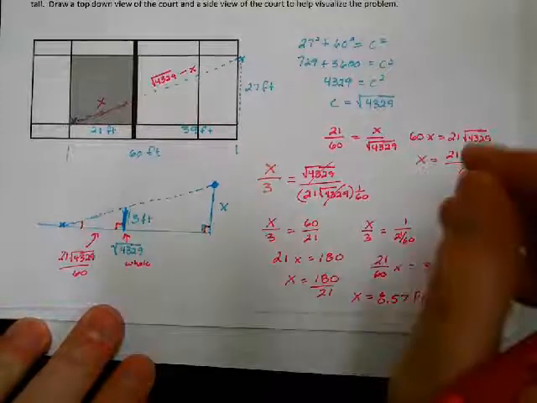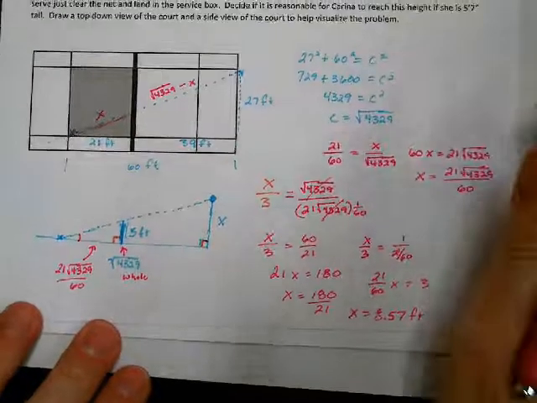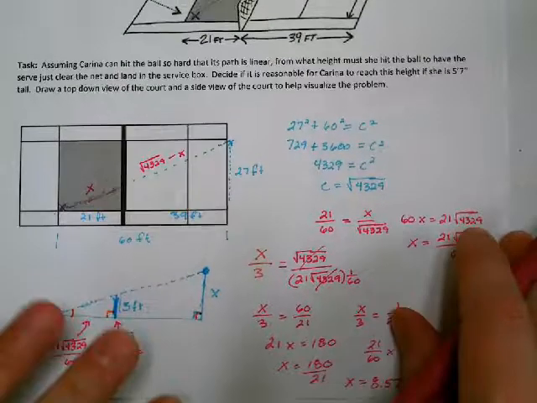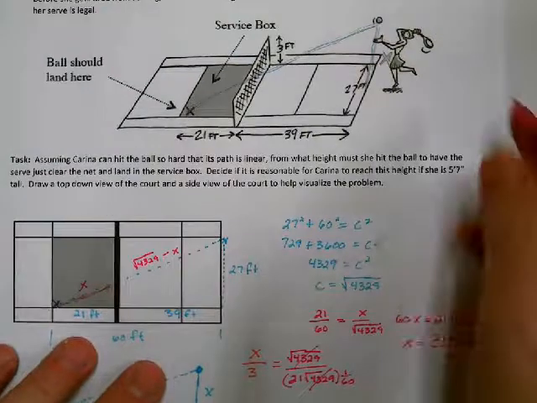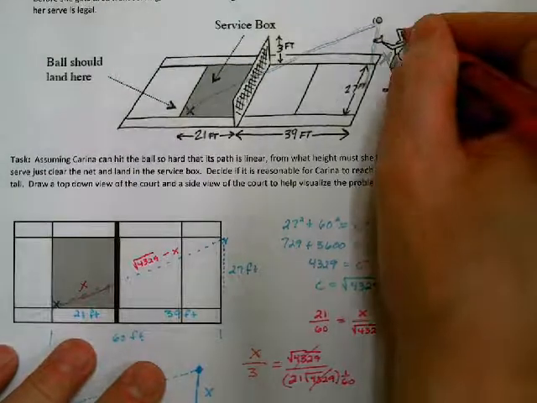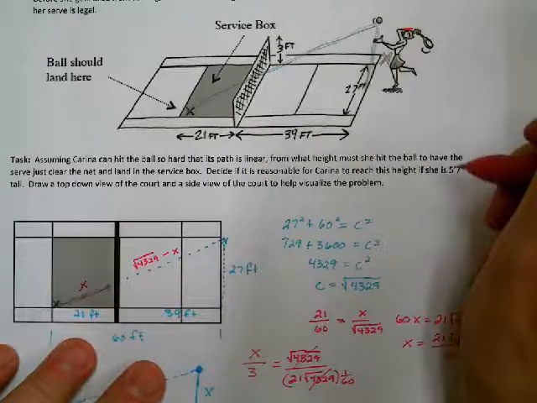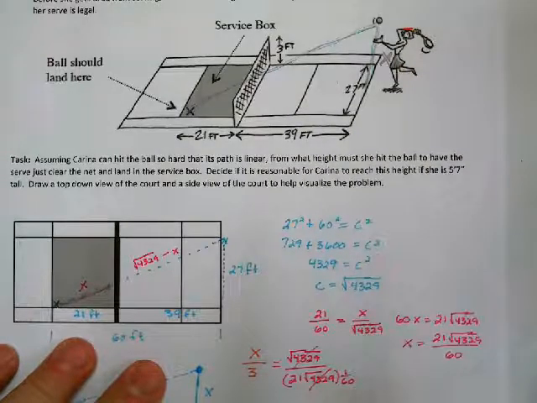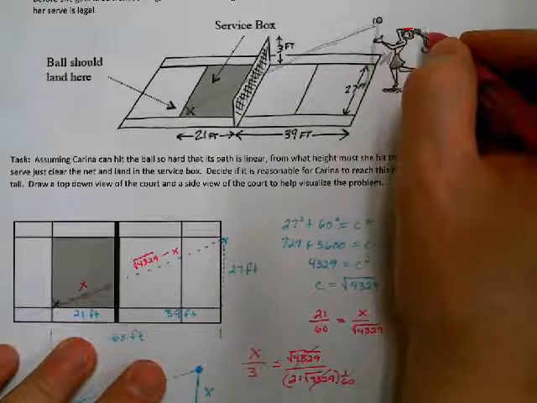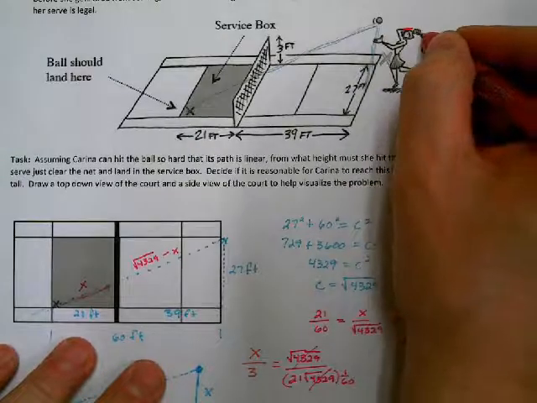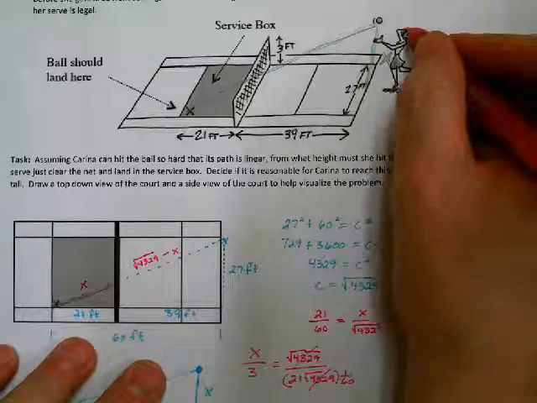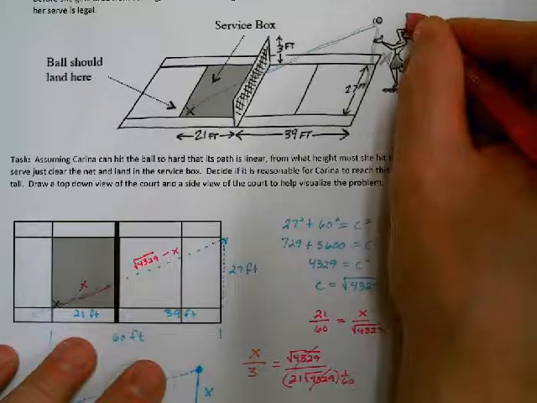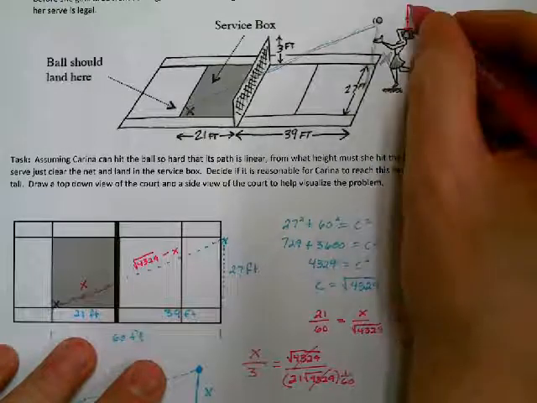Now, let's see if that's going to be reasonable for her to actually hit the ball. Now, it says here that she's 5'7". Okay, so she's 5'7". That's like the height here from the top. So how much do we have left? We've got about 3 more feet left. Well, she's got her arm, and she's got the racket, which is probably 2 feet by itself. So her arm, and at the end of her arm, she's got the racket. Yeah, if she jumps a little bit, she should be able to hit that.